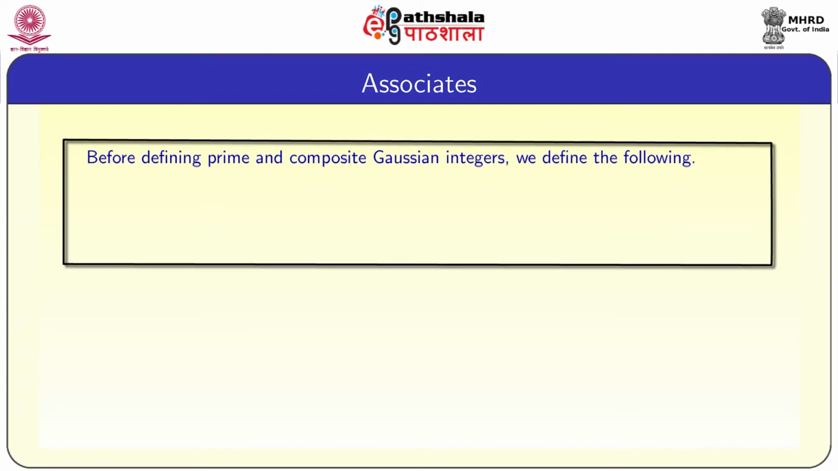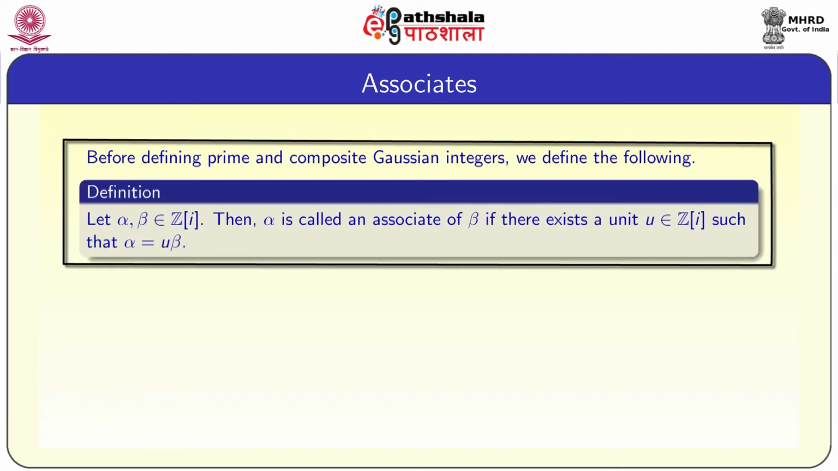Now, we are going to define another important concept in Gaussian integers, that is what we call associates. So, before defining prime and composite Gaussian integers, we define the following. If alpha and beta belong to Z[i], then alpha is said to be an associate of beta if there exists a unit u in Z[i] such that alpha equal to u into beta.